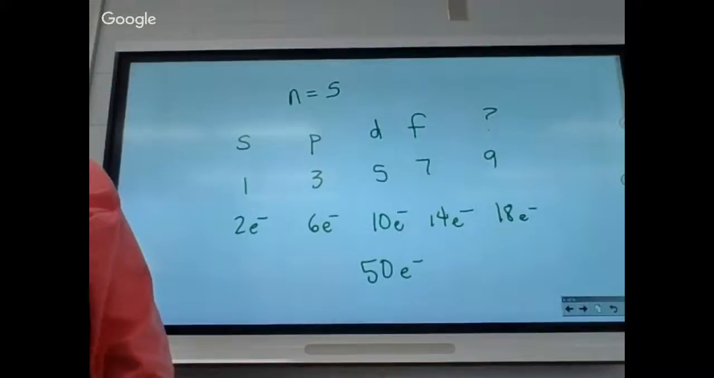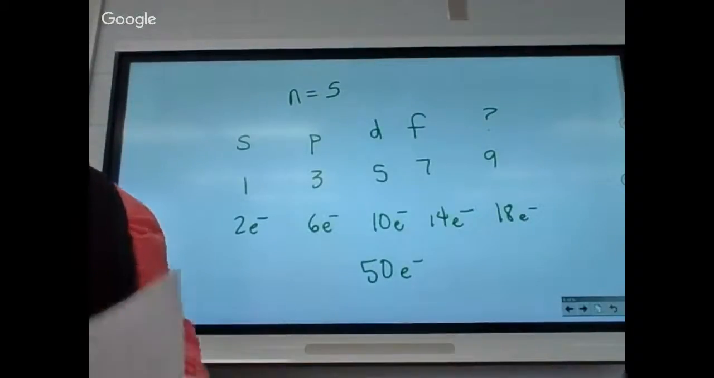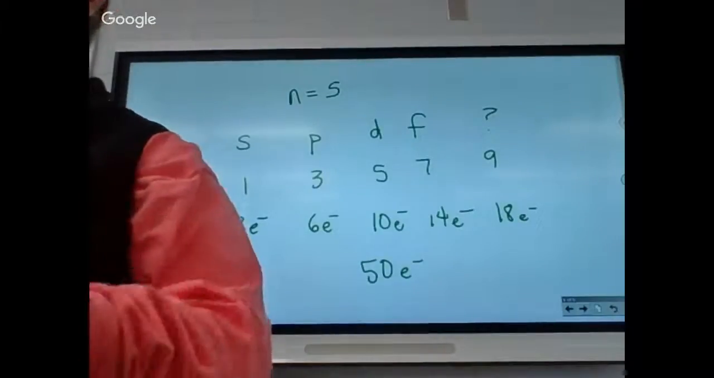Yeah. So, let's say you have 2S. Raquel has a question. The rest of you guys be quiet. Let's say you have 2S, 4S, and then just S. All of them have 2 electrons. So it doesn't matter what the number is on the S. An S sublevel has 2 electrons maximum. It could have 1 electron, but the most it could have is 2.